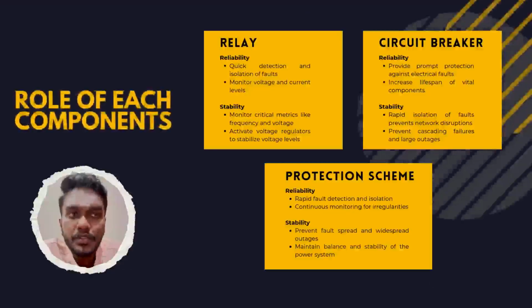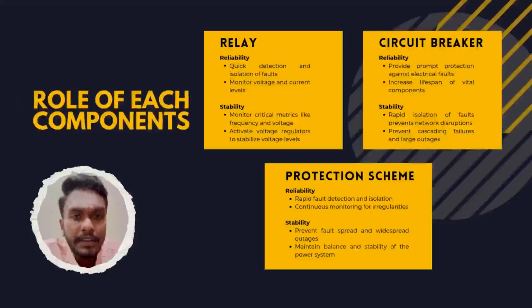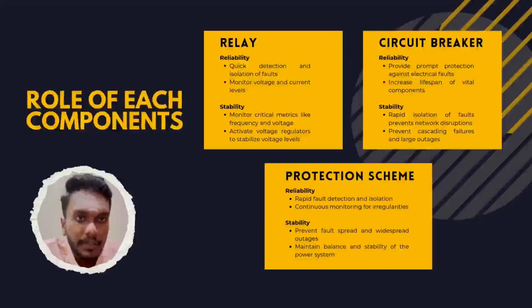Furthermore, each component also plays an important role in power system protection by ensuring reliability and stability. First of all, let's see about the relay in ensuring reliability. Relays are crucial for the reliability of the power system due to their ability to quickly detect and isolate the fault. By continuously monitoring electrical parameters such as voltage and current, relays can identify the anomalies indicative of a fault.